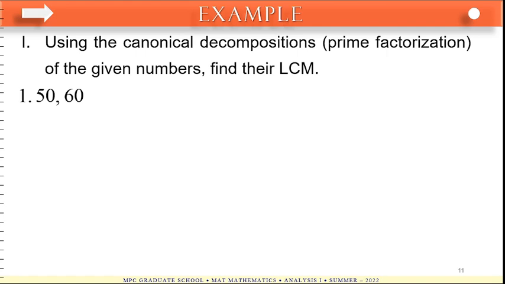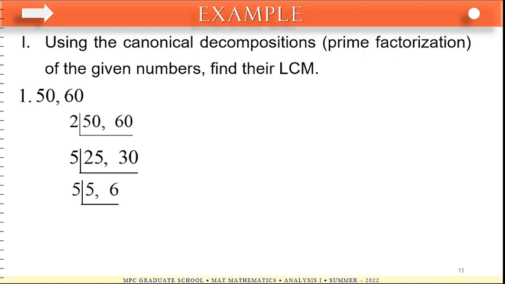So we can use continuous division to find the LCM of the given example. We see that 50 and 60 are divisible by 2, and 2 is the smallest prime number. Therefore, 50 can be divided by 2 and 60 can be divided by 2. So 50 divided by 2, the answer is 25, and 60 divided by 2, the answer is 30. And we see that 25 and 30 are divisible by 5, so we divide 25 by 5 and 30 by 5. 25 divided by 5, the answer is 5, and 30 divided by 5, the answer is 6.